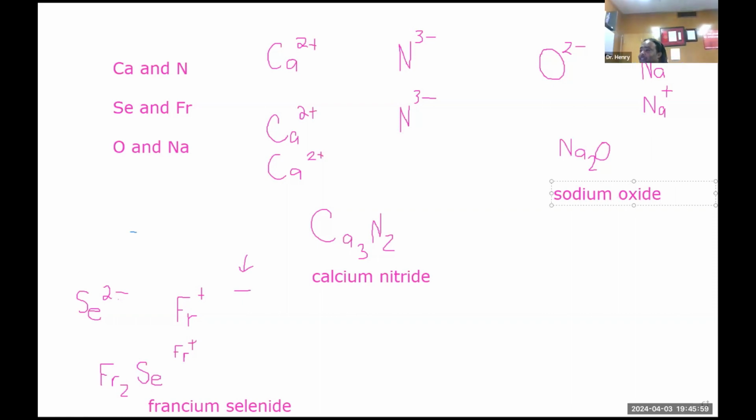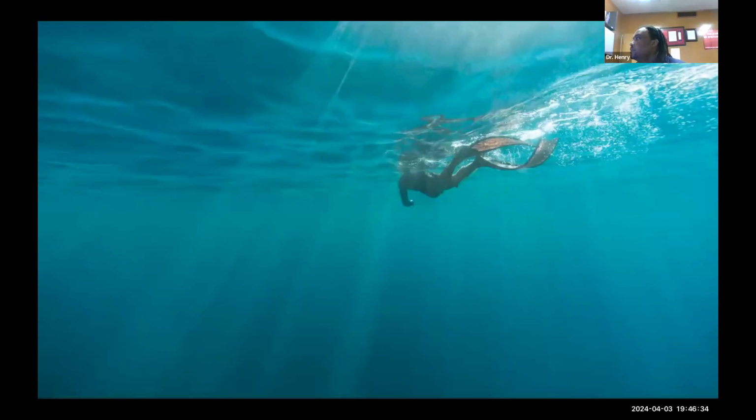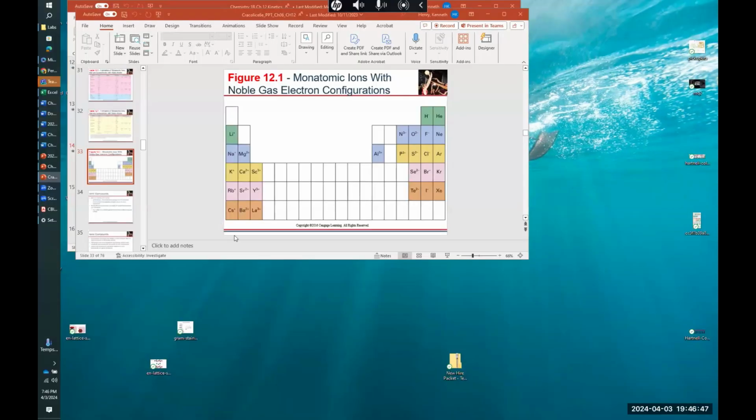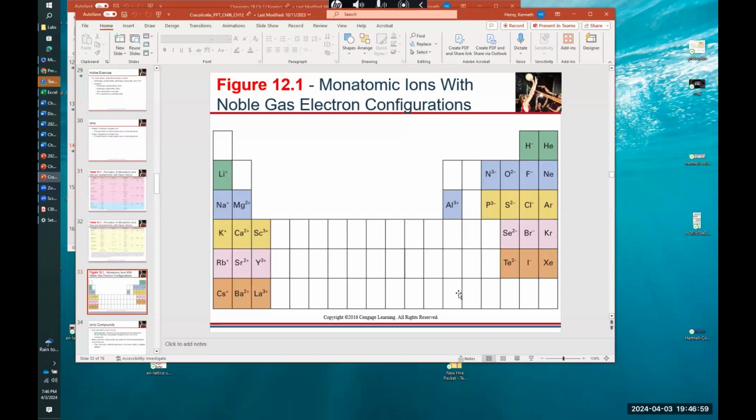Okay, so you guys seem to get this, piece of cake, not too bad, right? Dr. Henry, so the elements in the first group are like 1 plus, and then in the second group, 2 plus, and then you skip the transitions, and then you go to like the 13. And then it'll be like 3 plus, and then 4. And that one could be plus or minus, and then 3 negative, 2 negative, 1 negative, and 0.